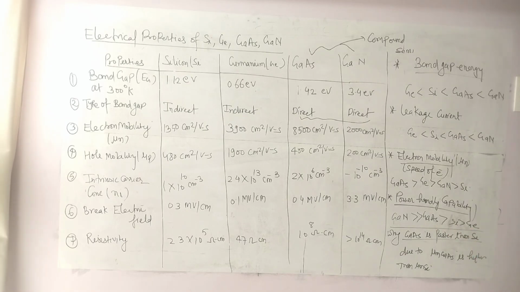So why are gallium arsenide devices faster than silicon? Due to electron mobility: the electron mobility of gallium arsenide is higher than the electron mobility of silicon. So we can say that gallium arsenide devices are faster than silicon.